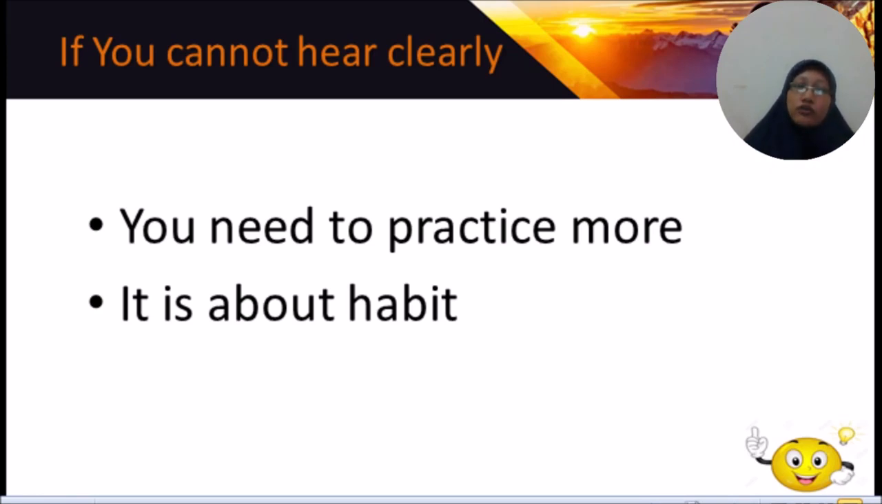The longer you practice your listening skill, the more your listening ability will increase. So it is about habit, guys. We do not have instant ways for this, so you need to practice and practice more.